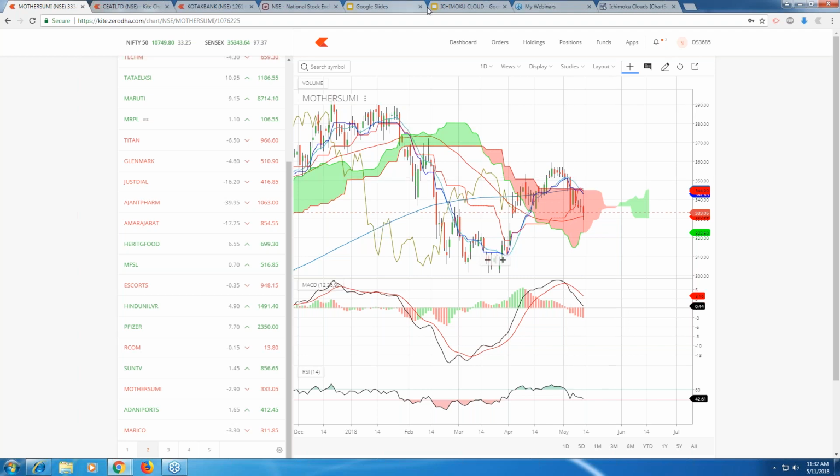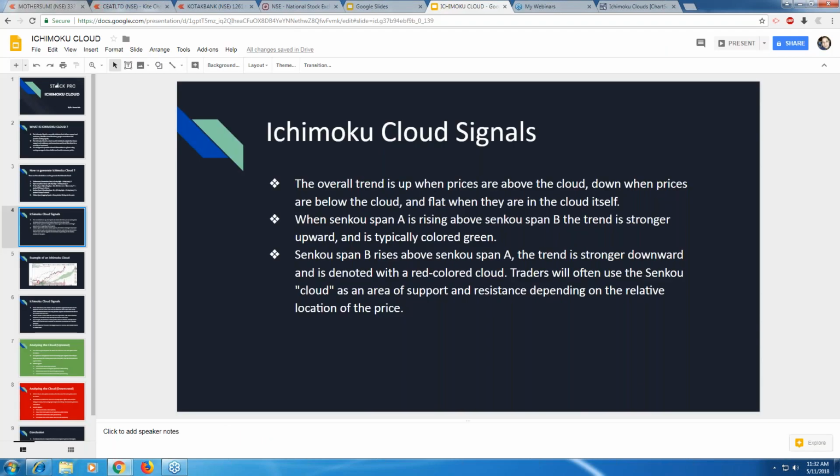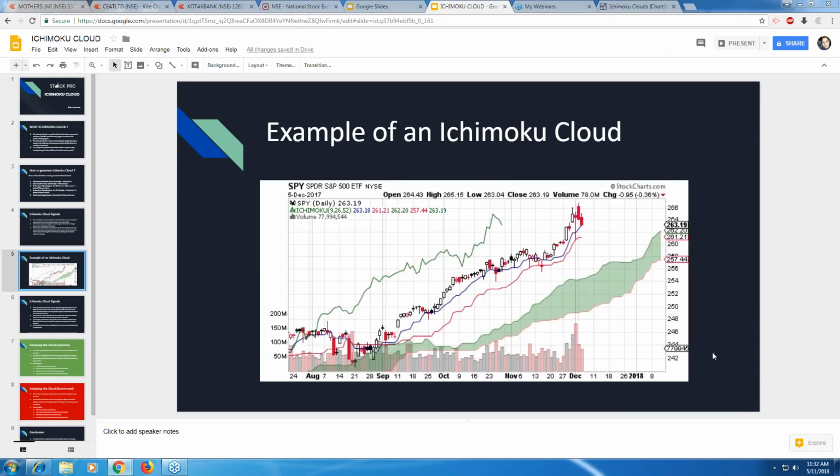So here is an example. The one you see out here at the top. This is the lagging span. This is the conversion line. This one is the baseline. This is the leading span A. This is the leading span B, right? So if this leading span is upward inclined, it means the future of the stock is going to be moving ahead, right? The future of the stock is actually in the upward direction. Okay.